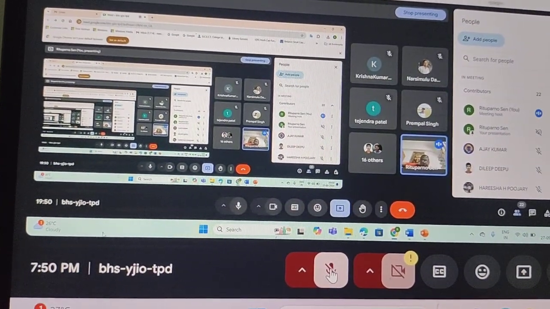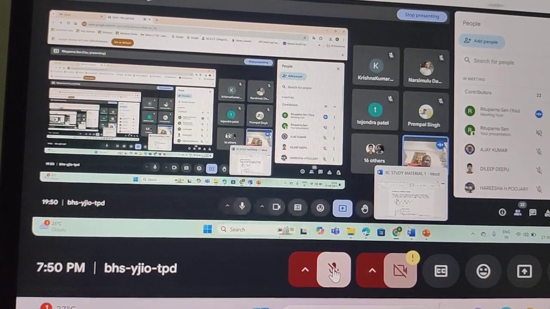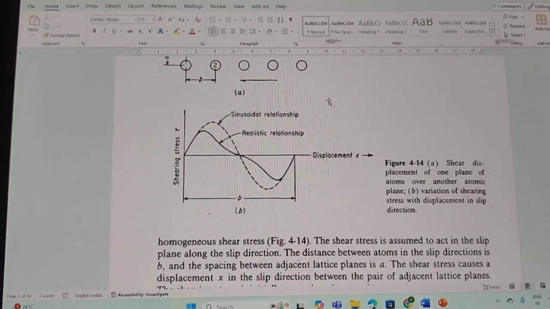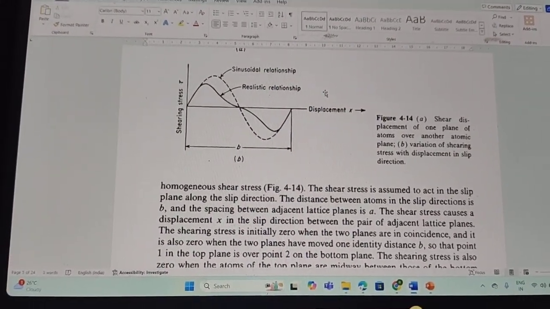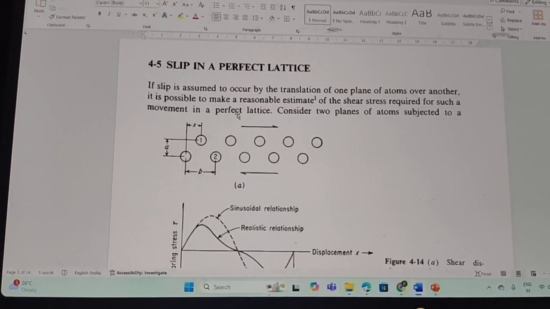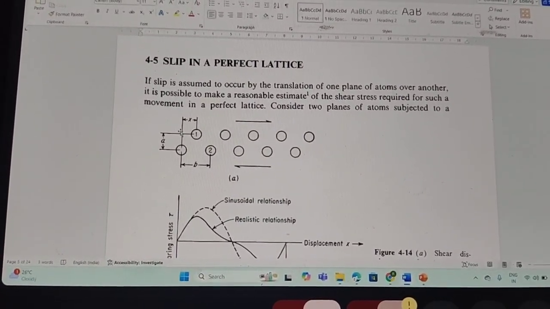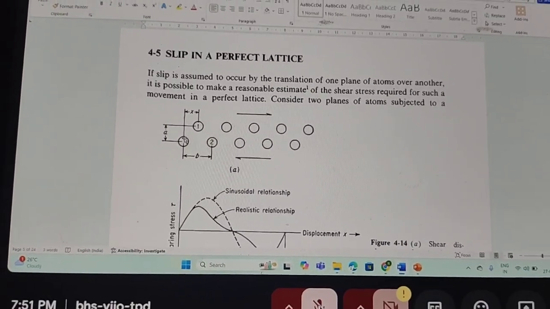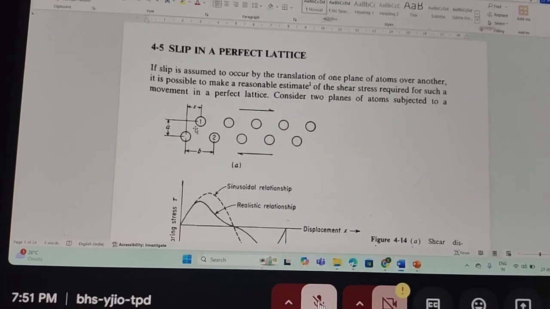So now let me again come to this for 10 minutes more, for slip in a perfect lattice. This is often asked in the question paper. Slip in a perfect lattice means, suppose this arrangement was like this, this atom was initially above this. After you have applied a shear stress, this particular atom has moved like this. So it has become like this.